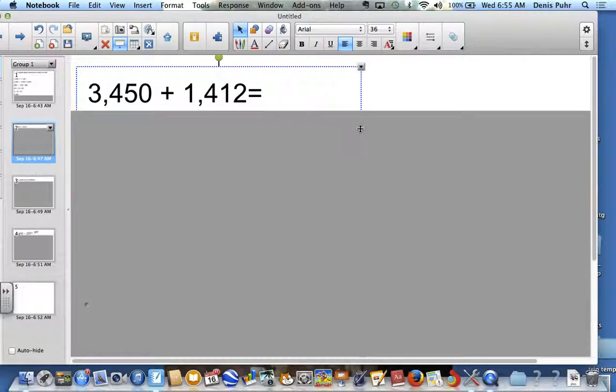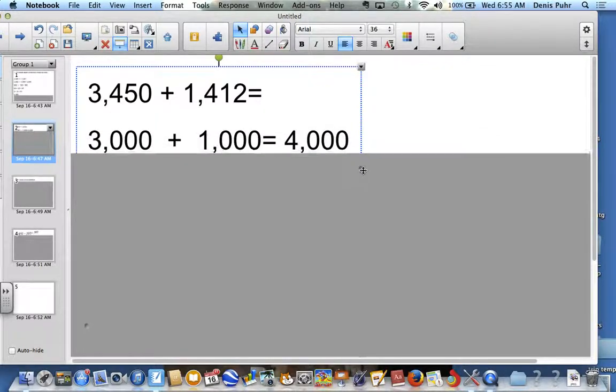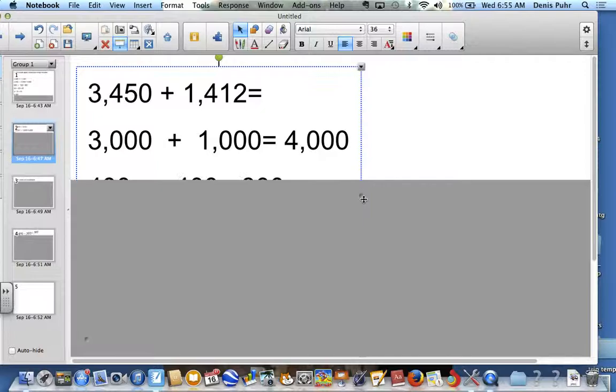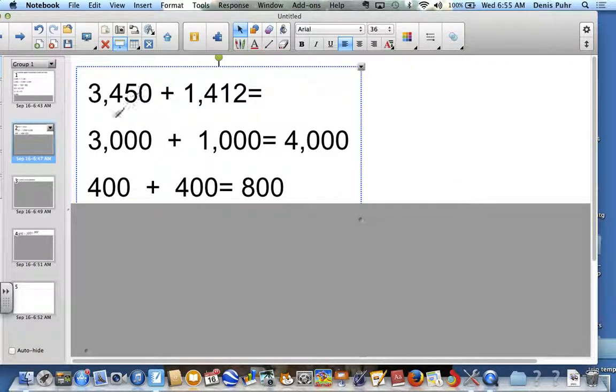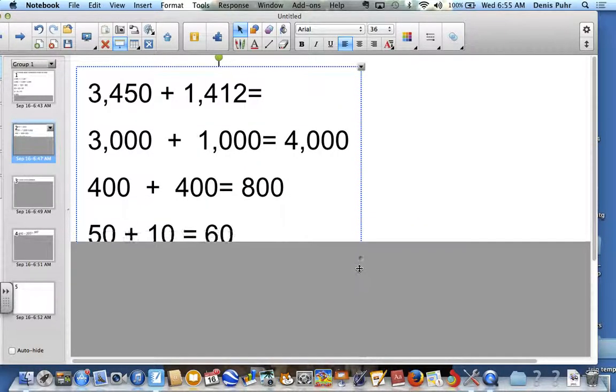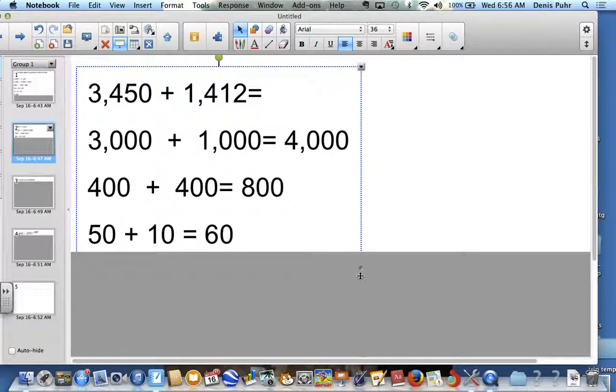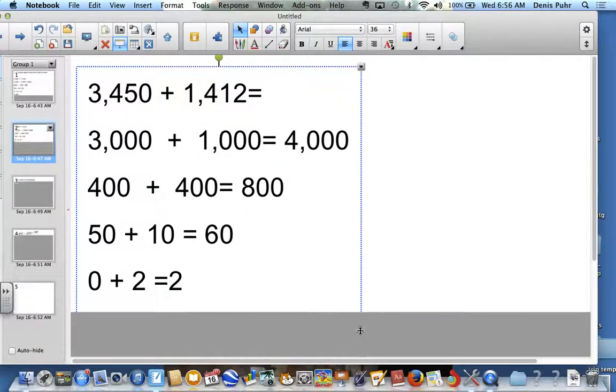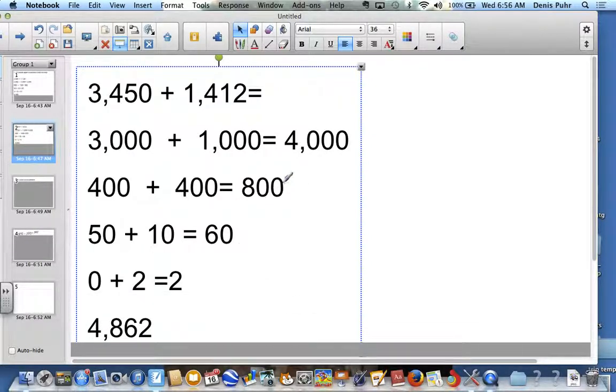Welcome back. Did you start in the thousands? 3,000 plus 1,000. Did you add 400 plus 400? You're moving from left to right. Did you go to the tens next? 50 plus 10. And then lastly, adding the digits that are in the ones column. Then you add them all up. 4,000 plus 800 plus 60 plus 2. You come up with 4,862.